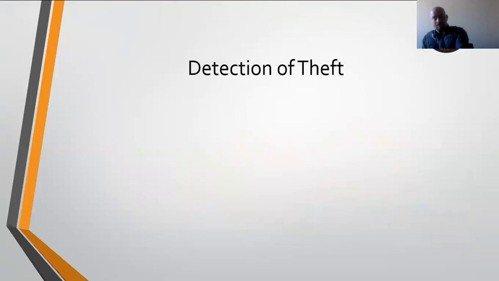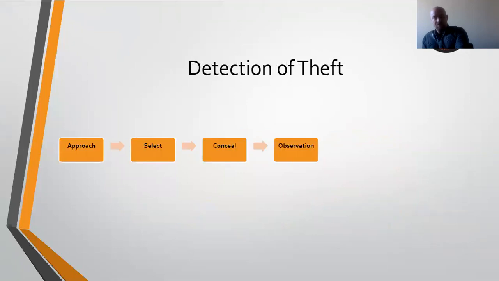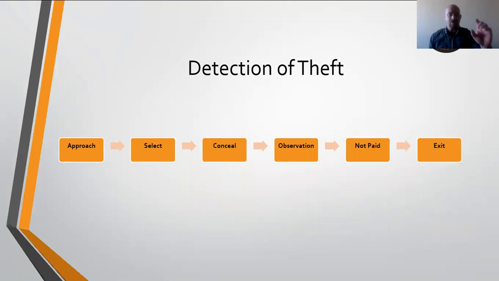So, the detection of theft. We've got our stages here: approach, select, conceal, observation, non-payment, and exit. To a person with a limited amount of experience or skill, it can seem quite confusing. When you break it down into everyday language, it becomes much more simplistic. The model works because it makes sense, but it's not the be all and end all.